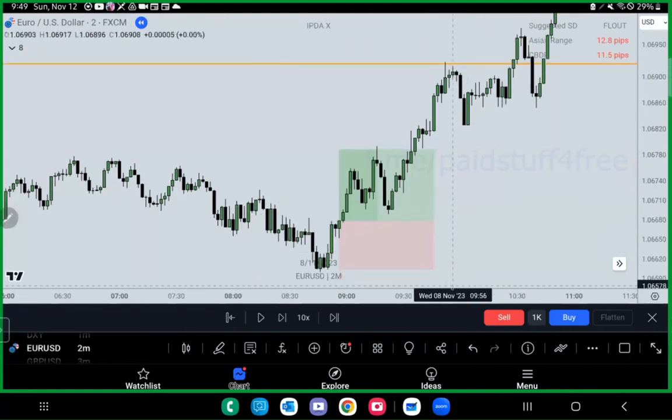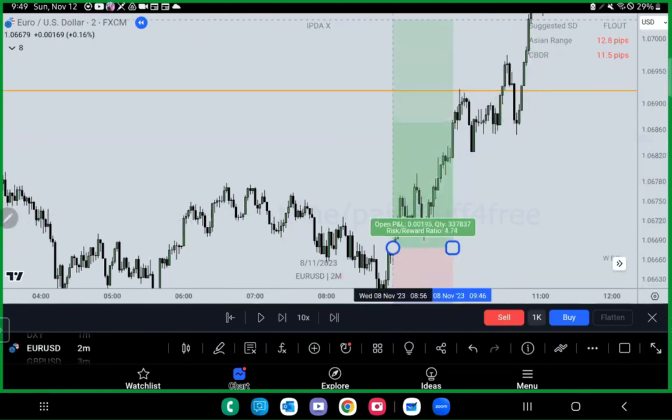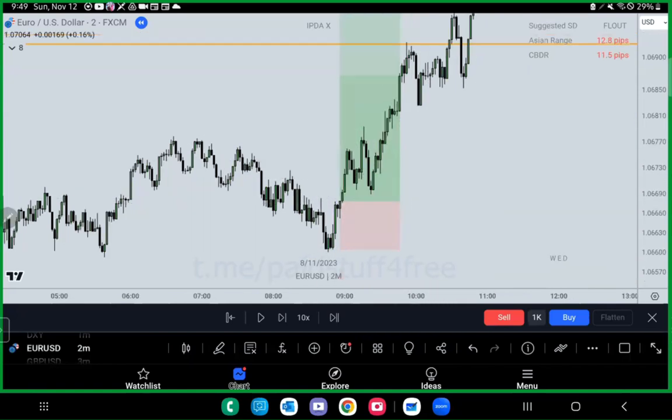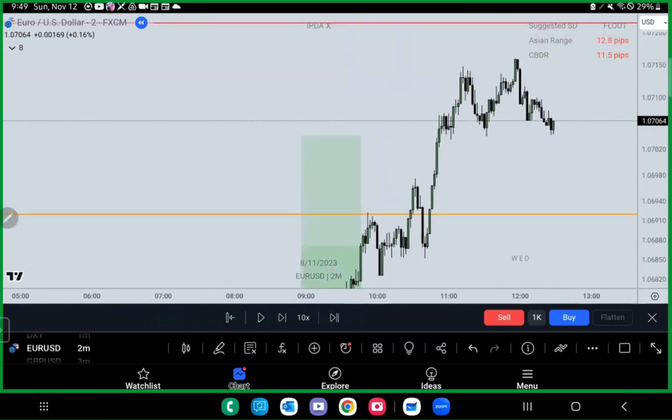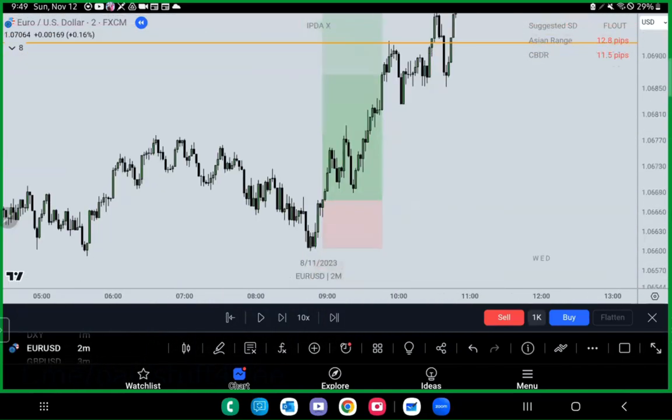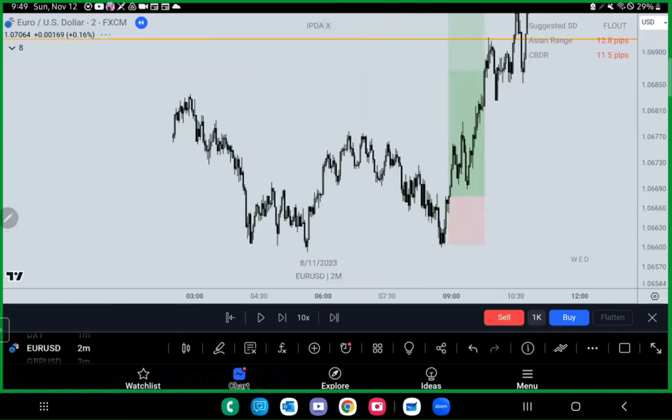And right away we get speed. Price doesn't hang around. There's no playing around, right? You get immediate speed, immediate feedback. That's 6R.